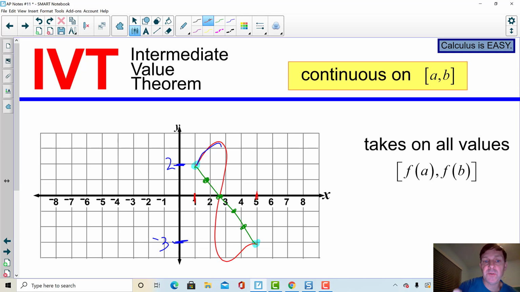Now the way that we usually use this theorem is we can usually guarantee that there's a 0 if the original height was positive and the ending height was negative, because we're guaranteed all intermediate heights, and 0 is an intermediate height. So that's how the intermediate value theorem is usually used.